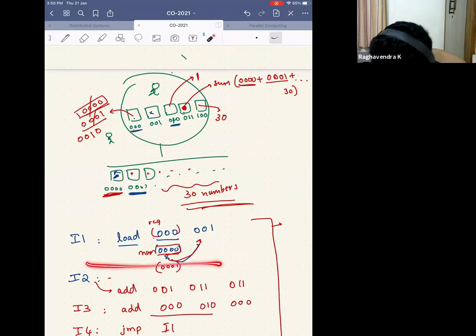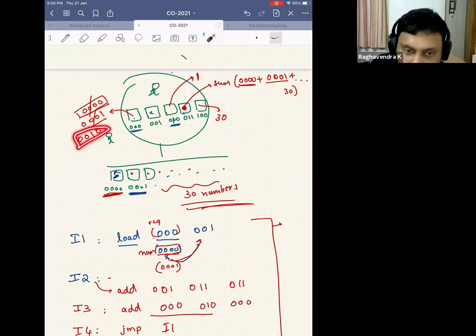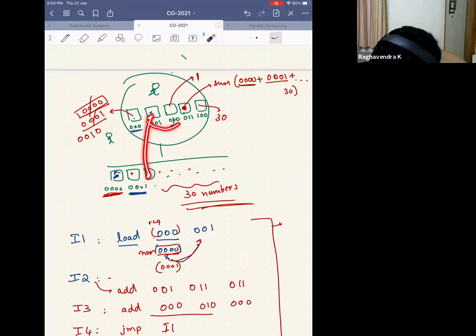So when I do this load, it is neither 4 zeros nor 0, 0, 0, 1, but it is 0, 0, 1, 0. Now whatever is in 0, 0, 1, 0 is copied to here, and then I add these two values and keep the result back here. And then again I do a jump. So this seems to work perfectly well if I don't have a limit on how many numbers I'm adding.